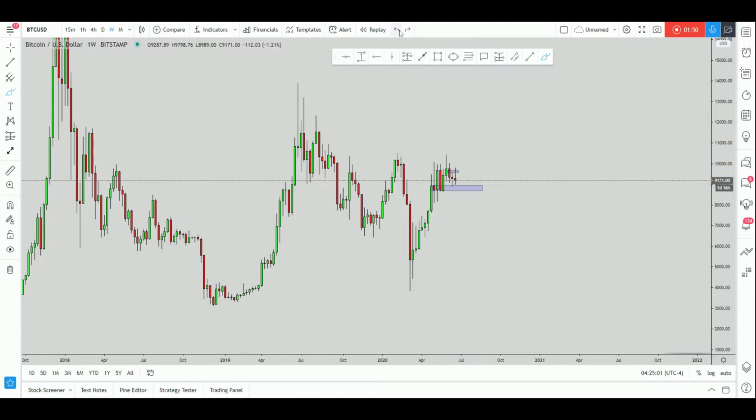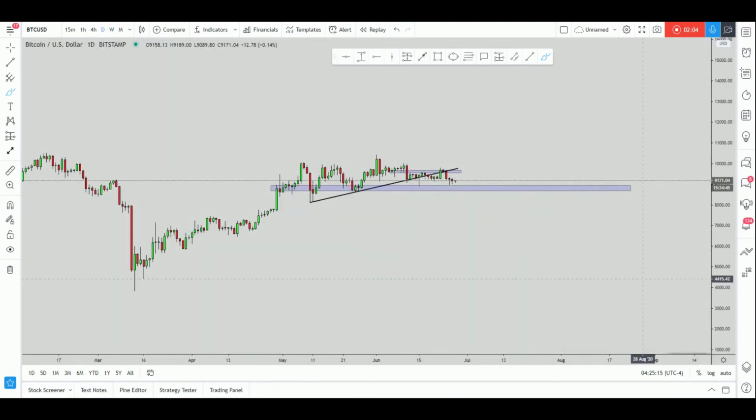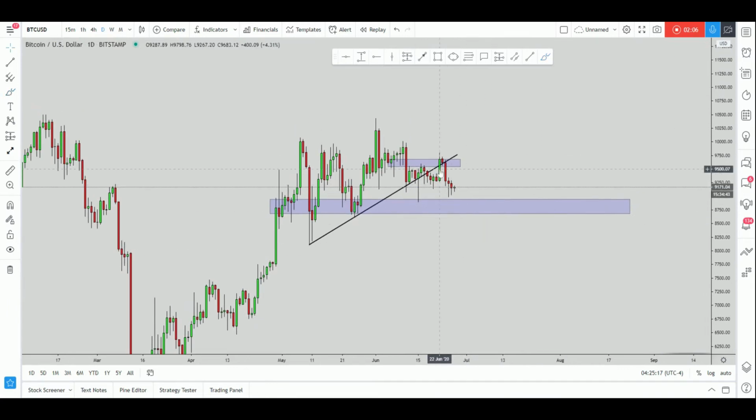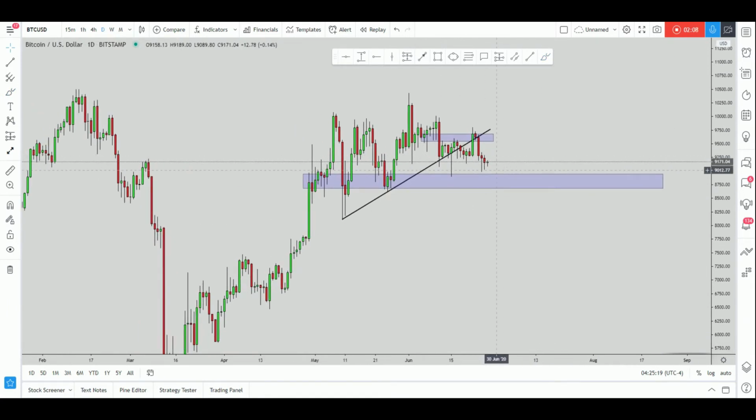So if we want to see the move to the downside, the wave to the downside from a monthly perspective, we first need to see a clear weekly break below this area. Everything is quite clear. Let's go down on the daily and see what kind of situation we have from a daily perspective.